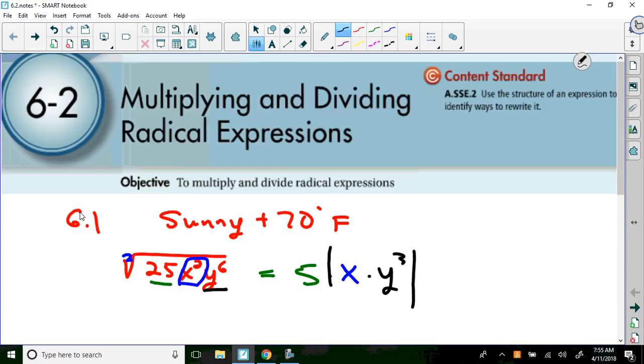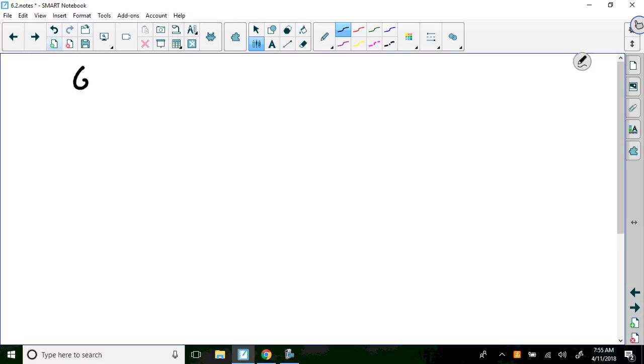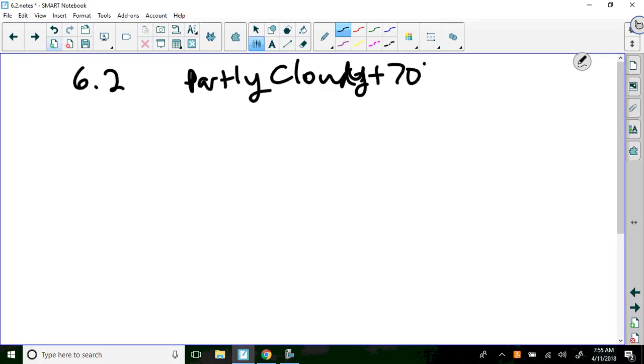So that was 70 and sunny. What's going to happen today in this 6.2? It's not going to be sunny. It's going to be partly cloudy and 70. What I mean is we're going to be simplifying something like the square root of 8x cubed y to the 7th, maybe. When it's partly cloudy and 70 in Newton Falls, there are still diehard basketball players out balling.